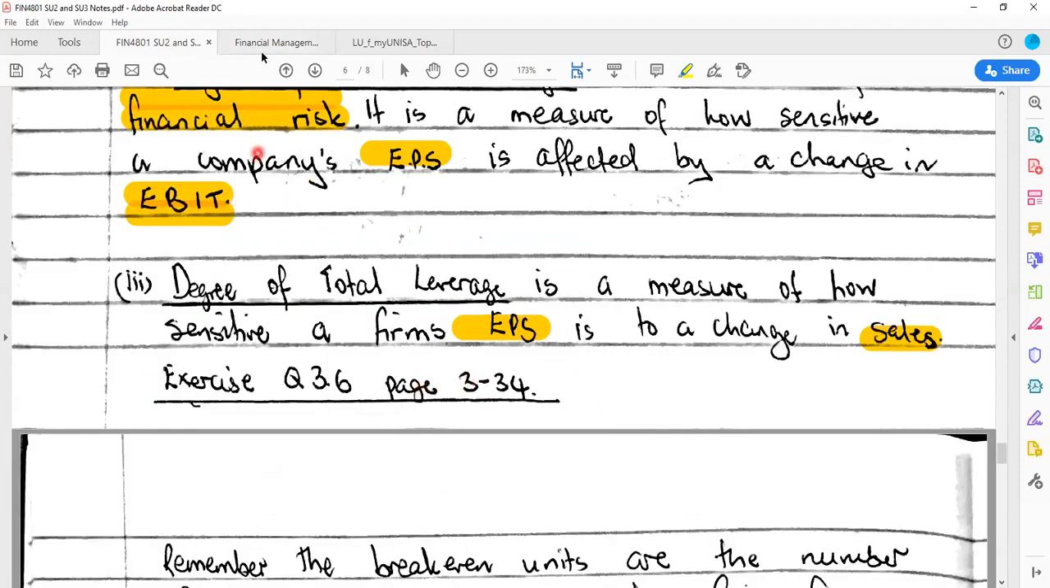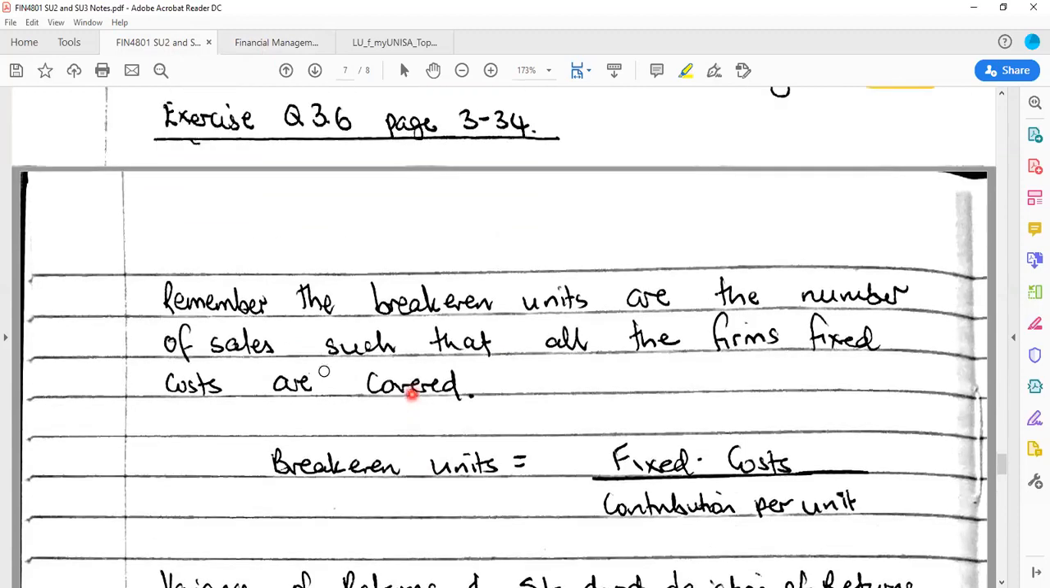And when you're doing that calculation, please remember that the break-even units are the number of sales such that all the firm's fixed costs are covered. So this is also closely related to leverage. It gives us the number of sales in units such that all our fixed costs are covered.